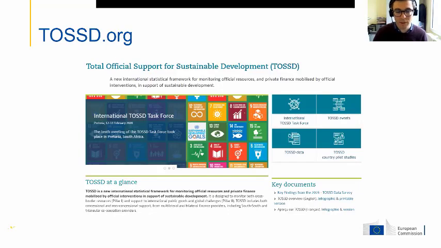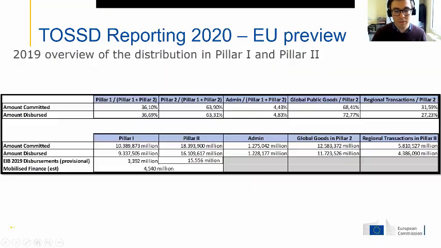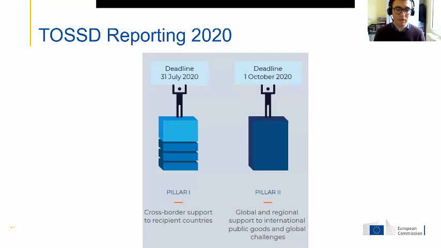So if I go back to the slide of reporting for this year, so this is reporting on 2019 figures, for which the deadline for Pillar 1 is end of July, and the deadline for Pillar 2 is beginning of October. Now the TOSSD Task Force Secretariat is finalizing its reporting and its analysis. So the data should be available and fully online by, let's say, the beginning of next year. And of course, this is the first time, so there may be a couple of delays, but that would mean that it's at least 1 year faster than the OECD DAC in reporting on ODA. So that is something that we hope will also be an additional feature of the TOSSD reporting. I hope that answers your question, more or less. Yes, thank you. Okay, thanks.